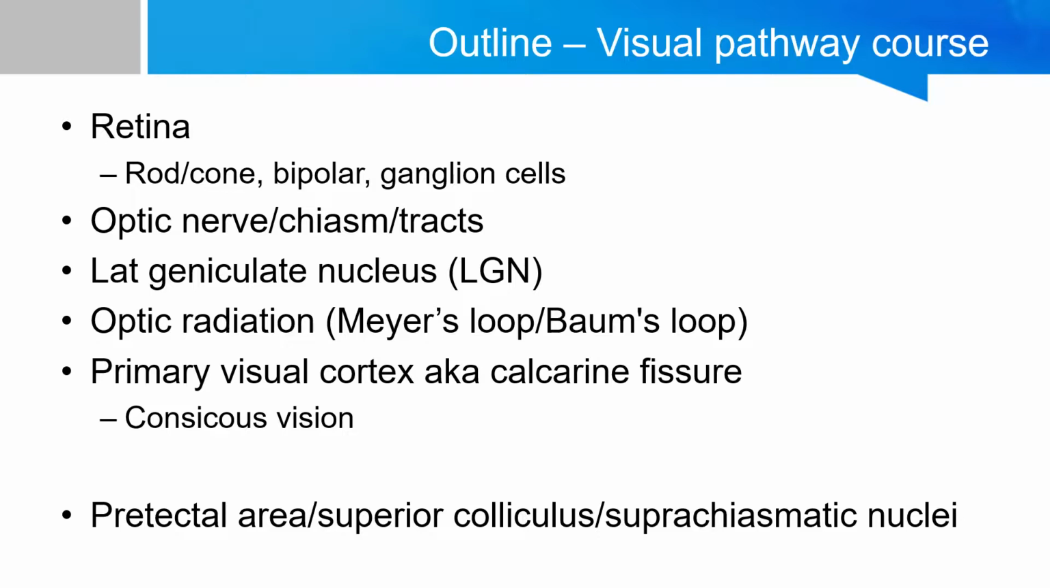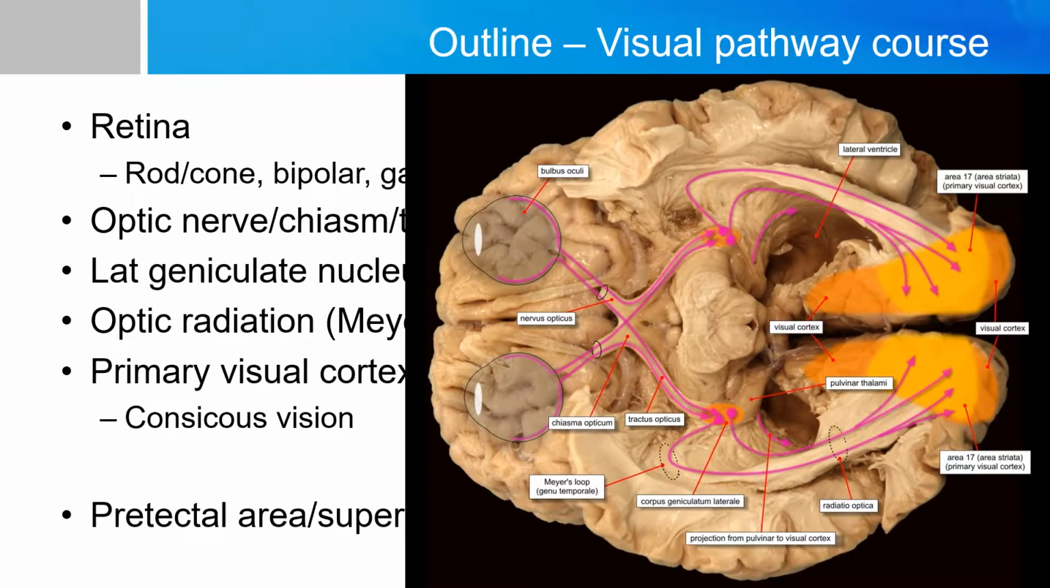The visual pathway is comprised of different units listed here, and they're listed in the order in which the signal is transduced. You can see here that the signal, light, first enters the eye in the retina, that then transmits signal to the optic nerve, chiasm, the optic tracts, that then goes to the lateral geniculate nucleus, that then becomes the optic radiation and eventually transmits the signal to the primary visual cortex, which is where the conscious vision is located.